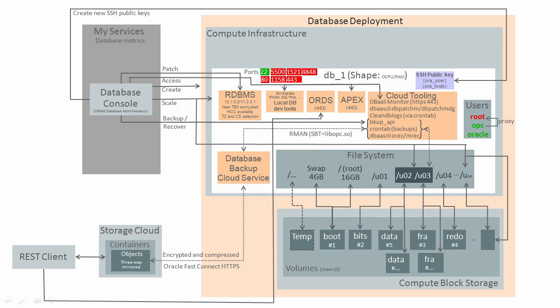When scaling storage from your database console, you can add new volumes that will be mounted in new directories, or you can extend your data and FRA storage by adding new volumes to /u02 or /u03.